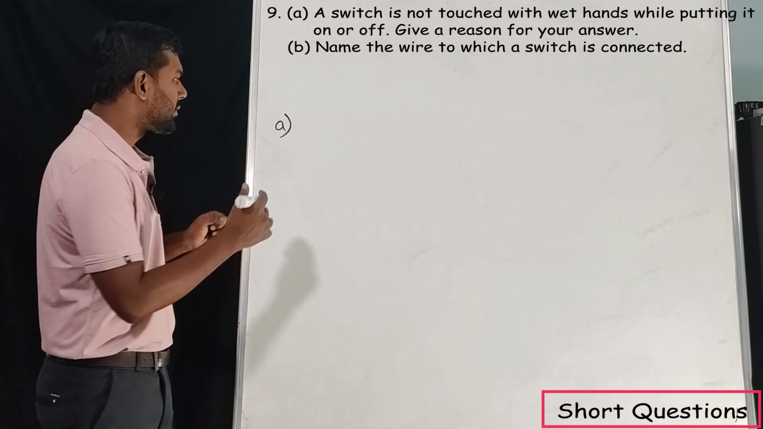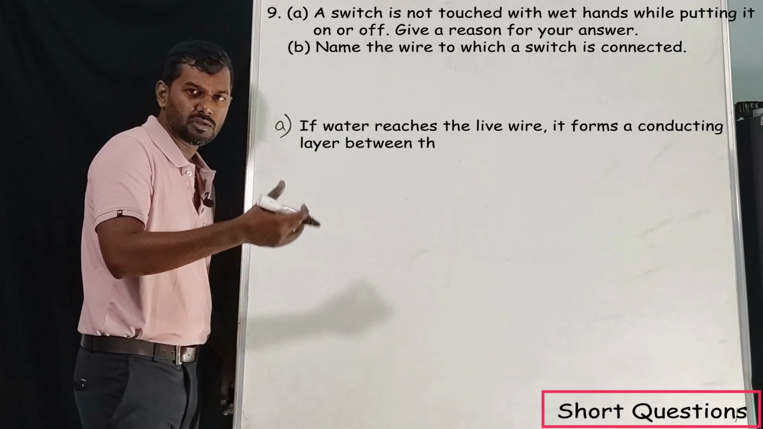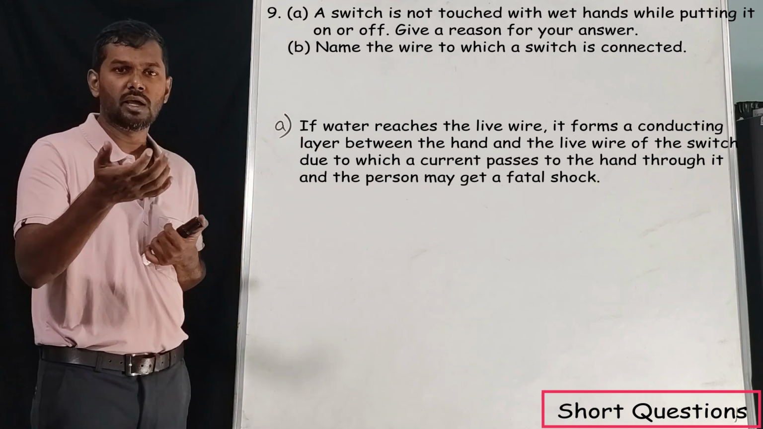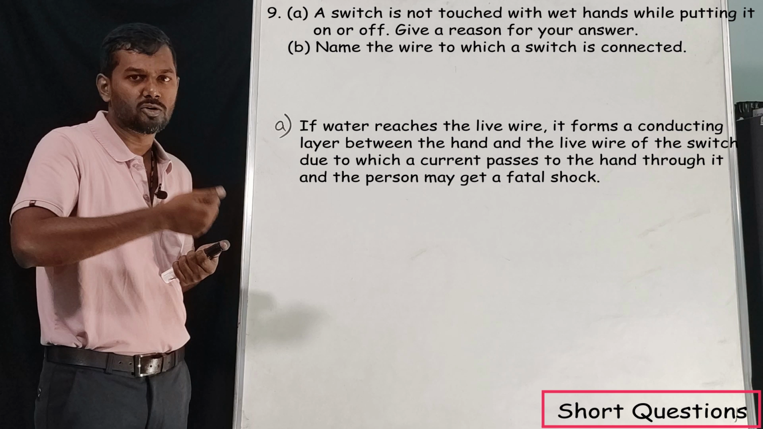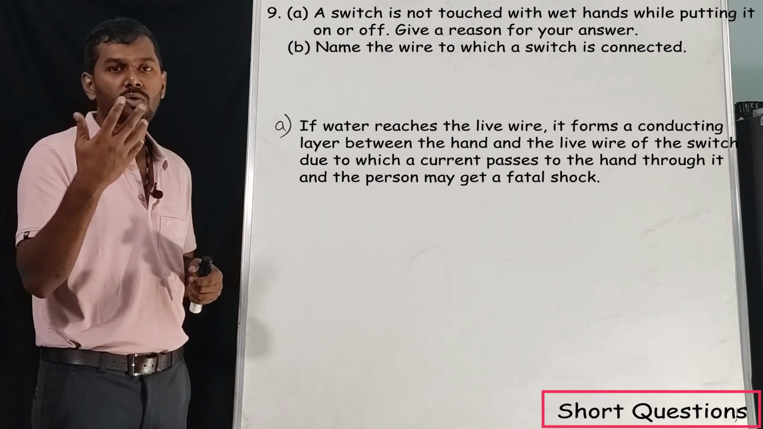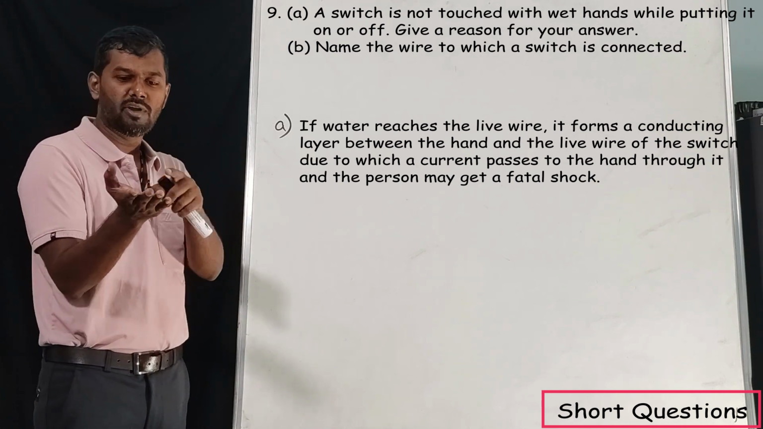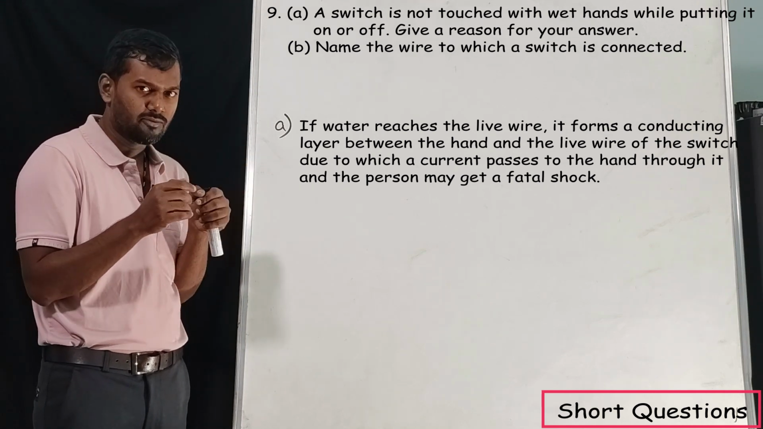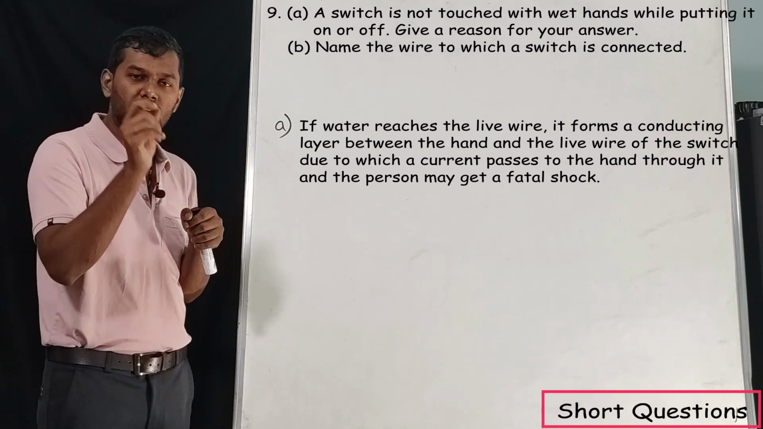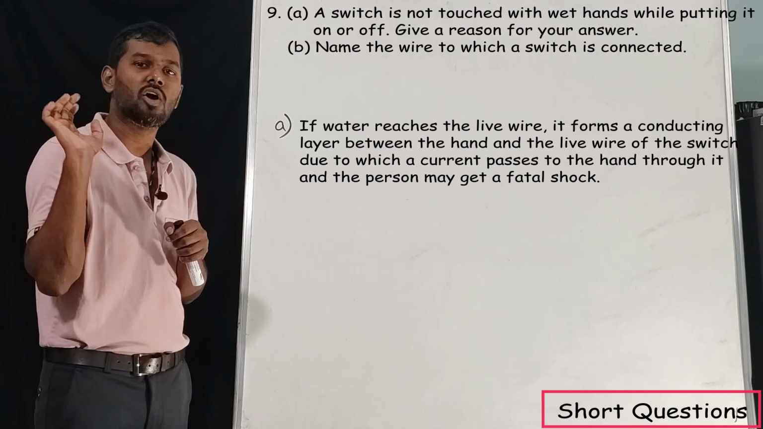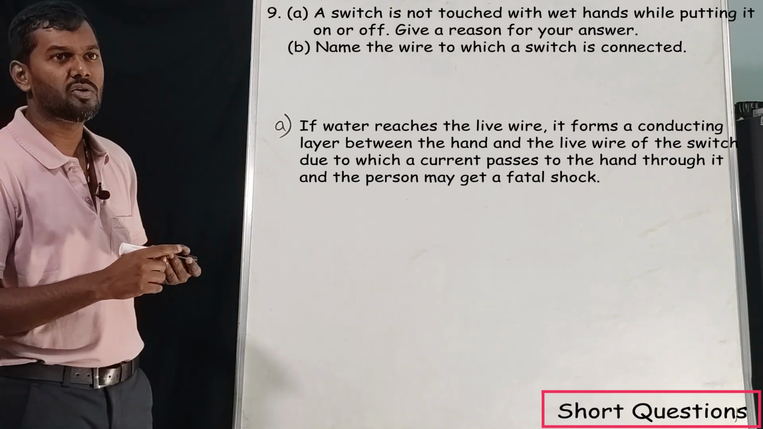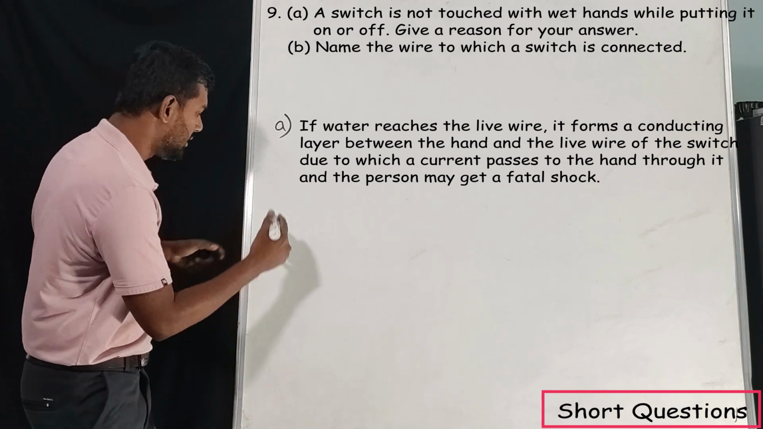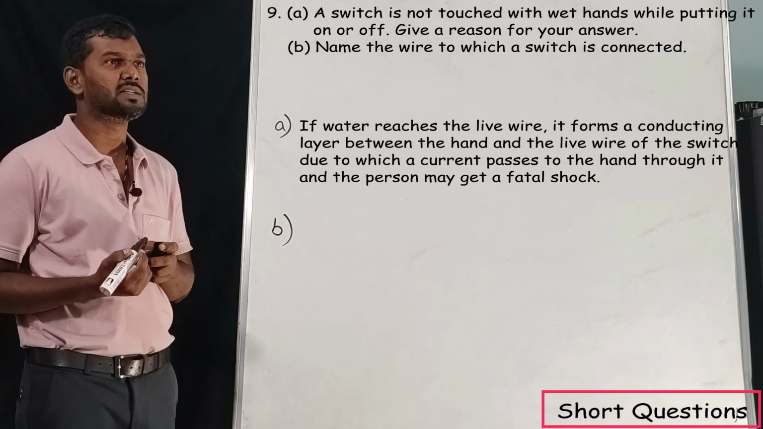That is the question. Listen, when you touch the switch with a wet hand, what happens? The water will get connected to the live wire. We know water is a good conductor, correct? So when we have a wet hand, this water on our hand will get connected to the live wire. So there will be a connection. This will give us a fatal shock. This is very dangerous. So whenever you have a wet hand, never ever touch a switch.